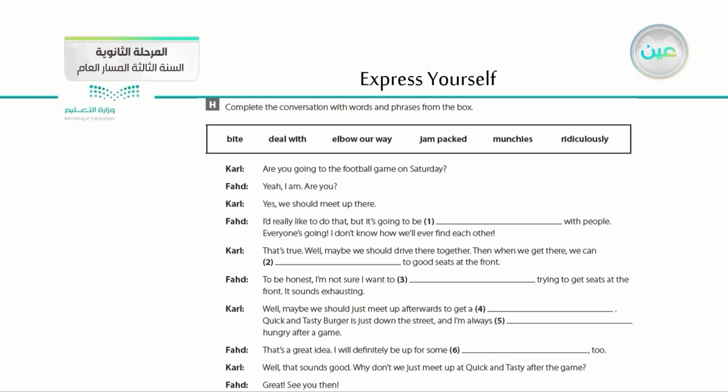Now let's go to page 50 on the workbook. We have here an exercise, which is exercise H. Complete the conversation with words and phrases from the box. We have in the box 6 words and expressions, and you are asked here to put these words and expressions in the suitable blanks.